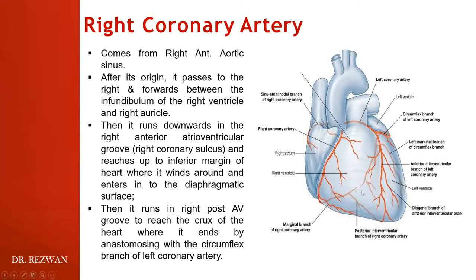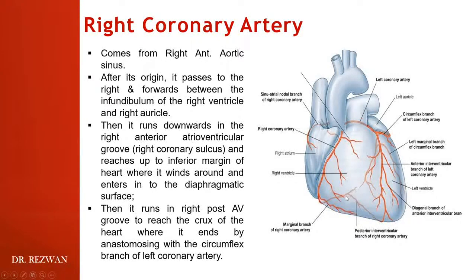Over here we can see the crux of the heart. It will go into the crux of the heart where it will end, and it will terminate by anastomosis with the circumflex branch of the left coronary artery. This is the circumflex branch of the left coronary artery, which has the same course from the left side. Over here the right coronary artery will end as an anastomosis with the circumflex branch of the left coronary artery.